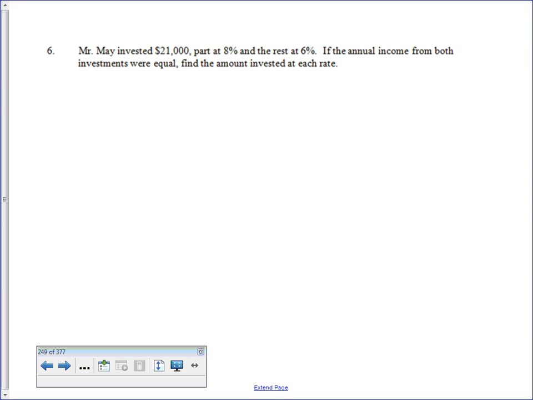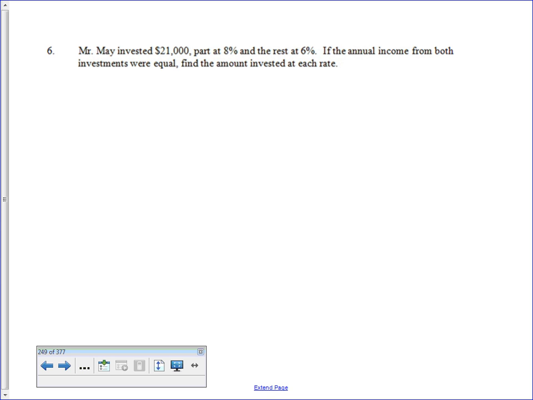Okay, today we continued solving word problems, and the information that they're giving us may be a little bit more difficult to interpret. So let's just go through. I'm going to be doing 6, 7, and 8 from the worksheet. Mr. May invested $21,000, part at 8% and the rest at 6%. If the annual income from both investments were equal, find the amount invested at each rate.